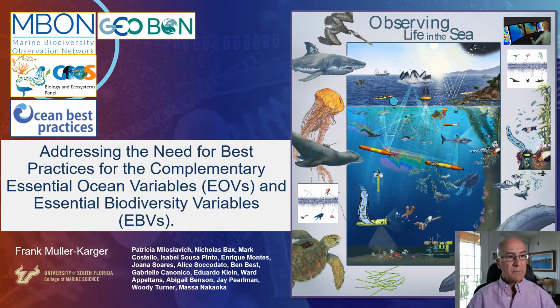The Marine Biodiversity Observation Network is working with the Global Ocean Observing System Biology and Ecosystems Panel, and also with the Ocean Best Practices System, both at UNESCO under the Intergovernmental Oceanographic Commission, to address the need for best practices for the complementary essential ocean variables and the essential biodiversity variables, or EBVs.